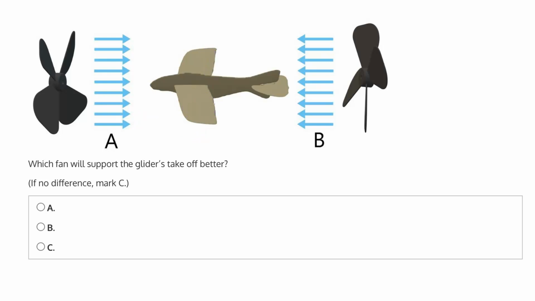Now again, if we consider B, where air is traveling towards the tail, we don't have the same situation. We're not going to have lift generated through interaction with air and the wings, as in case A. It will provide some small amount of thrust, but a very trivial amount that couldn't sustain flight. So again, which fan will support the glider's takeoff better? Well, A promotes lift, and B provides a little bit of thrust. So A will better support the glider's takeoff.